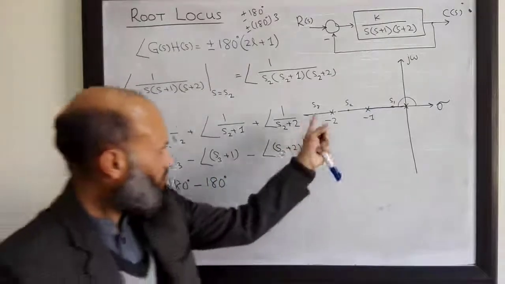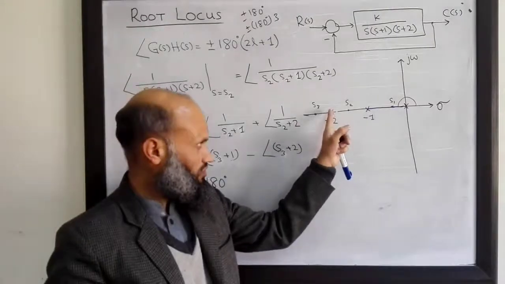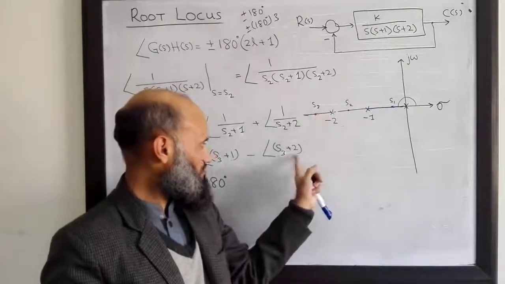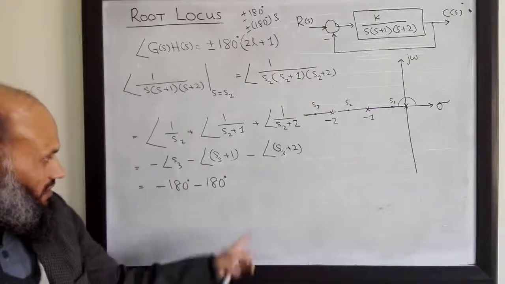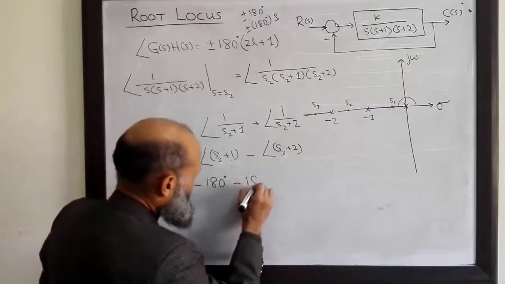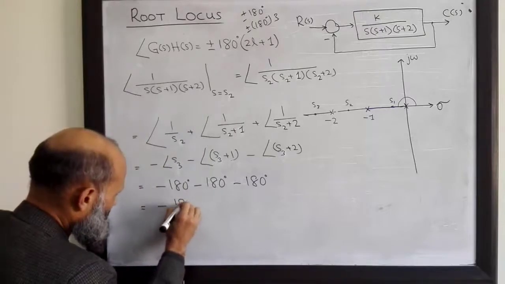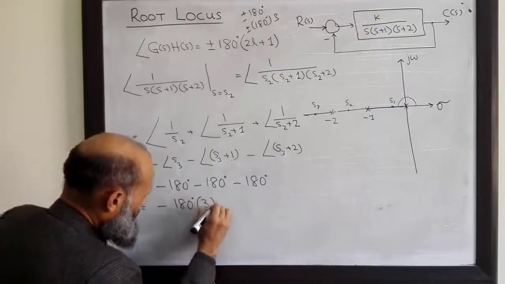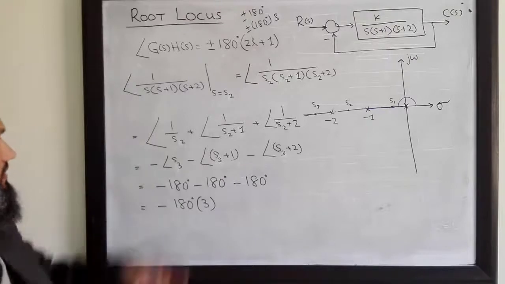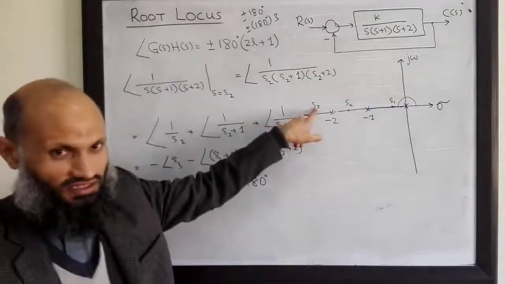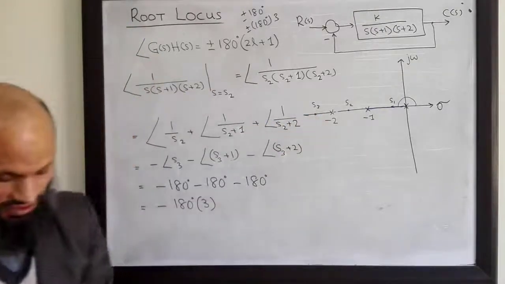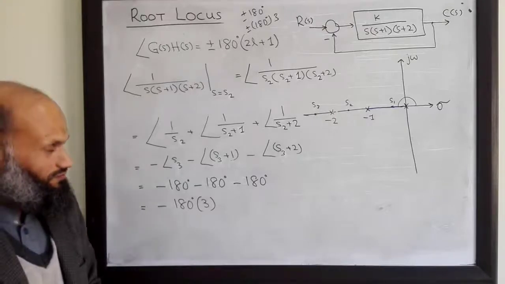S3 plus 2: S3 is even larger than 2 in magnitude, so S3 plus 2 is also a negative number, and its angle is 180 degrees. And the total angle is minus 180 degrees multiplied by 3. So this angle condition is satisfied for this test point. So this test point lies on the root locus.